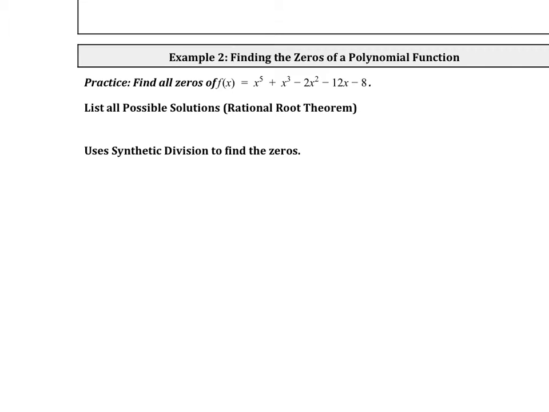Here's example 2. We're finding the zeros of a polynomial function. And so we're going to solve this like we did in 4.5 day 2. And there are no hints here. So let's try this. List all the possible solutions using the rational root theorem.